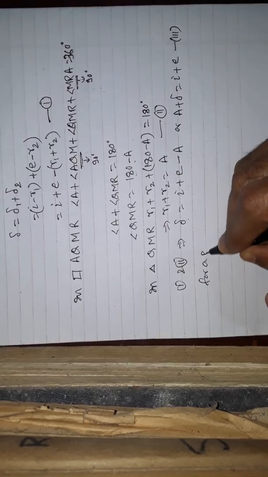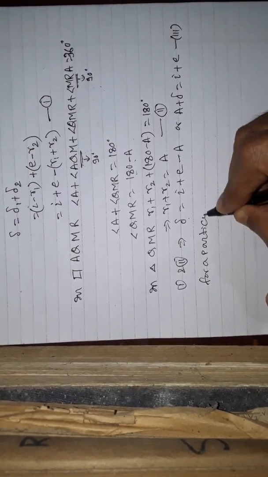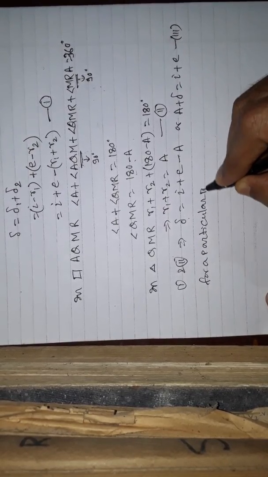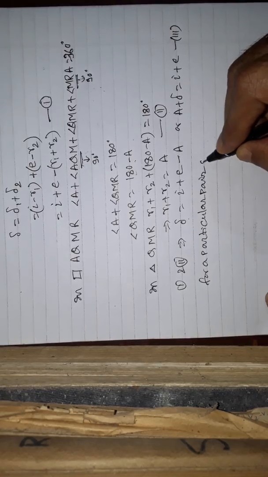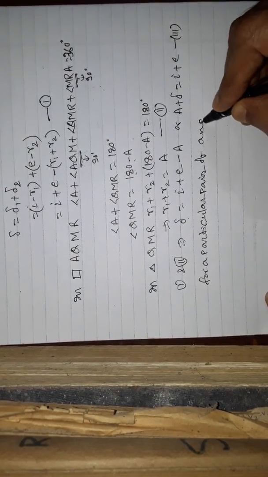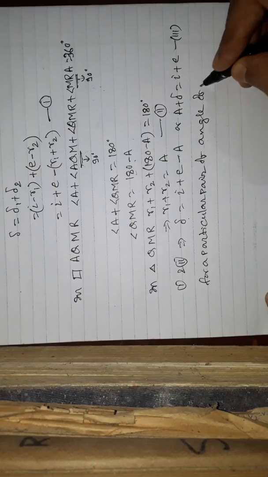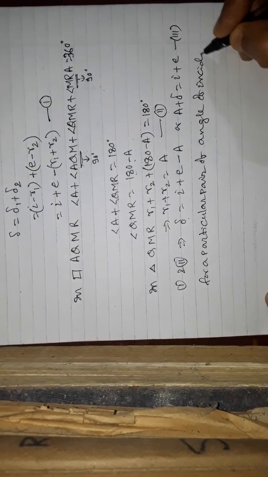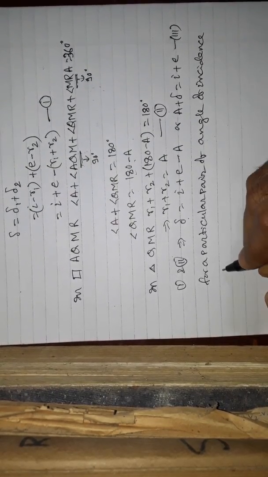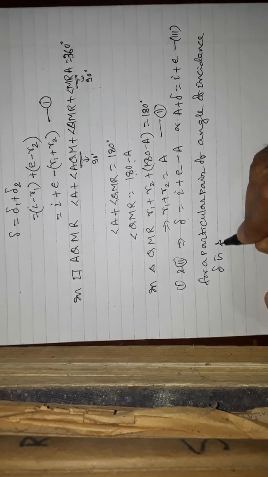So for a particular pair, delta is same. So for this particular pair, one among this pair will be the angle of incidence, then the other will be the angle of emergence.